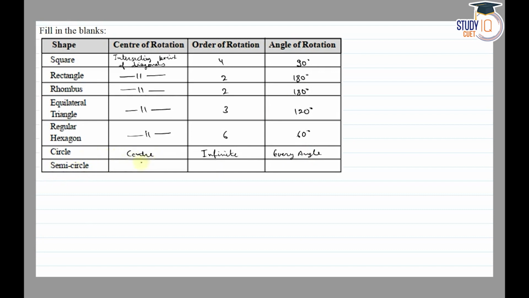Semicircle, the center of rotation is the midpoint of the diameter. Order of rotation is 1 and angle of rotation is 360 degree.